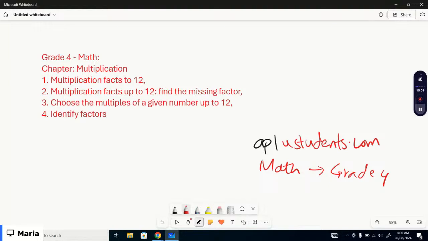We're going to start with the chapter multiplication. The lessons we're going to cover today are multiplication facts up to 12, find the missing factor, choose the multiples of a given number up to 12, and then identify factors. So please make sure you have your notebook and pencil so that you can note down the important examples and definitions as well.